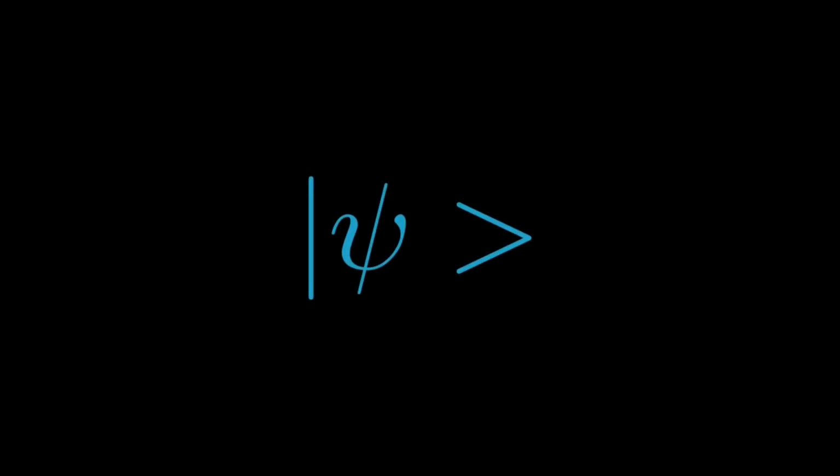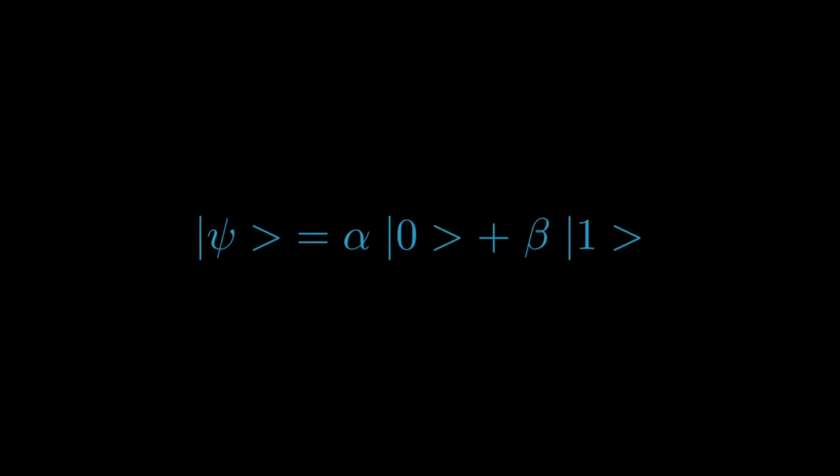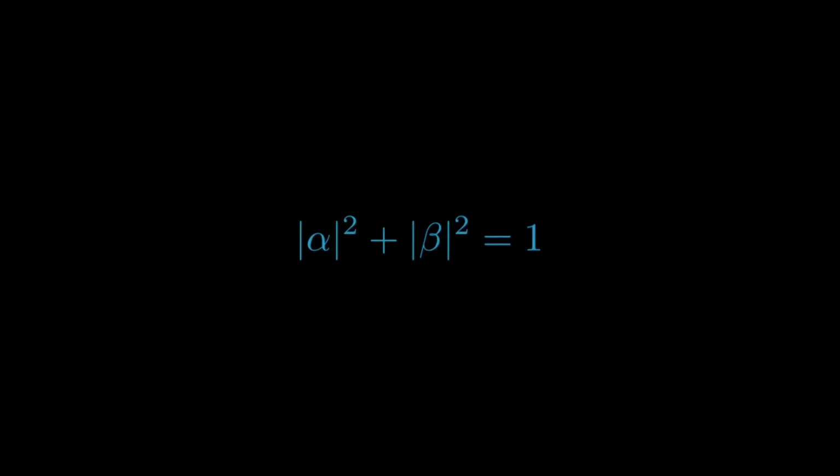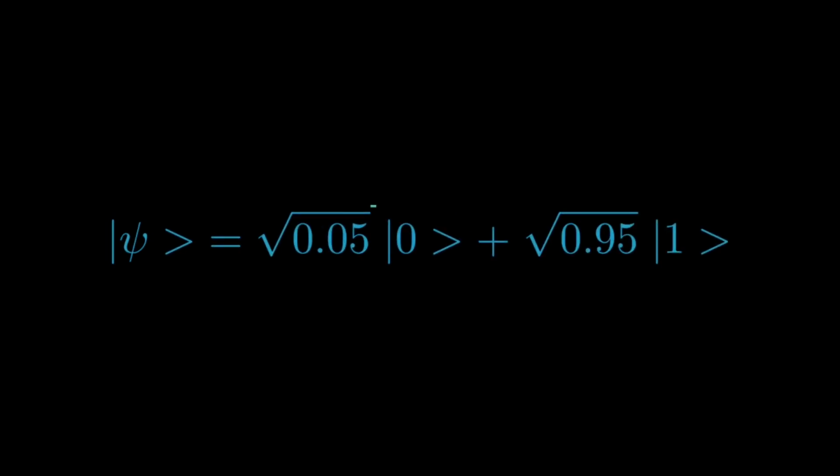Now let's talk about superposition. It is represented by the state psi. Alpha and beta represent probabilities of measuring the states 0 and 1 respectively and must sum to 1. Here alpha and beta need to be squared as they are written under a root, as in the following examples.